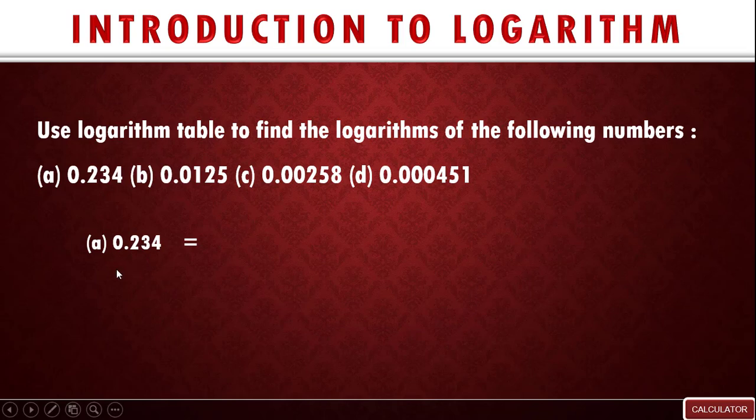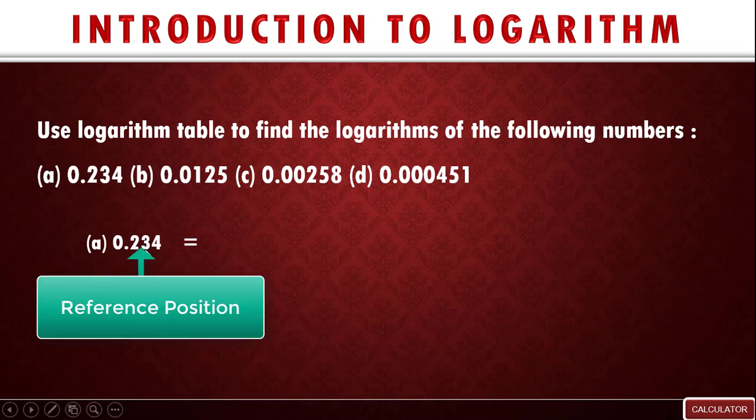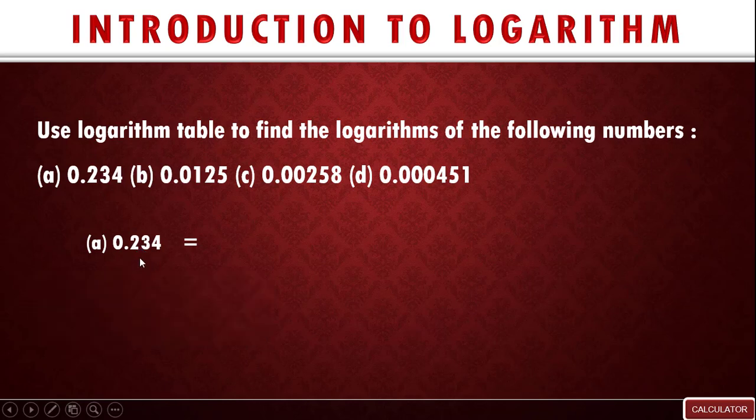First and foremost, the first thing we need to do is to determine our characteristic. Our characteristic can be determined using our reference position. Our reference position will be after these 2, that's in between 2 and 3. If you remember, we've talked about this in our lesson. All you need to do is count from the decimal point to that reference position, and the counting there is only one count. Since it's one count, that means the characteristic is bar 1.